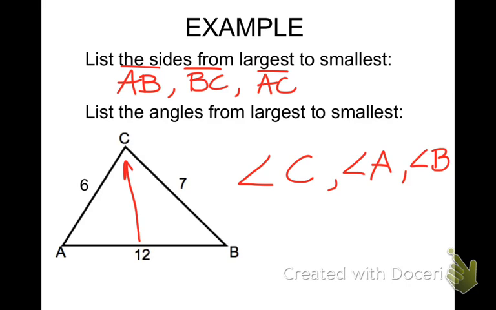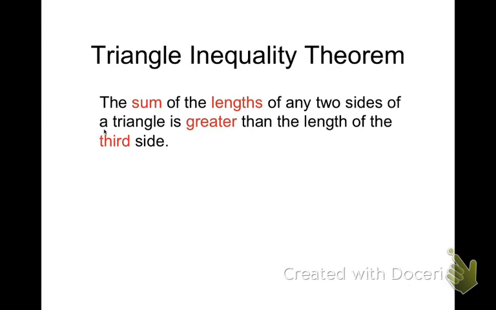All right, so the next type of problem we have to talk about is the triangle inequality theorem, which says that the sum of the lengths of any two sides of a triangle is greater than the length of the third side. So sum means what operation? Plus. Addition. Sum is just adding them up, right? So if I add up the lengths of two sides, they should be greater than the third side.